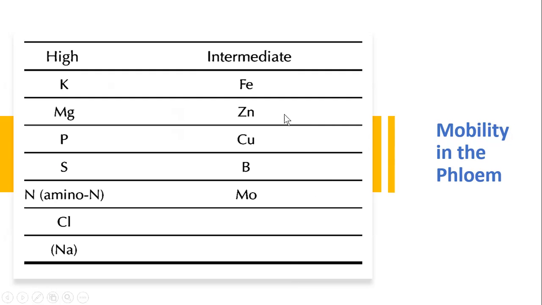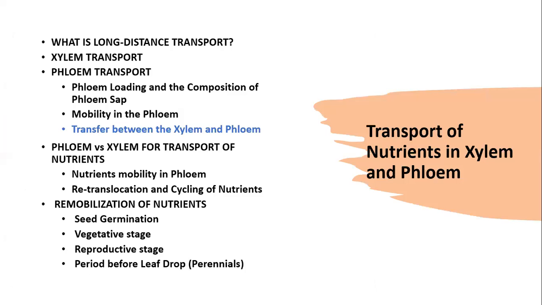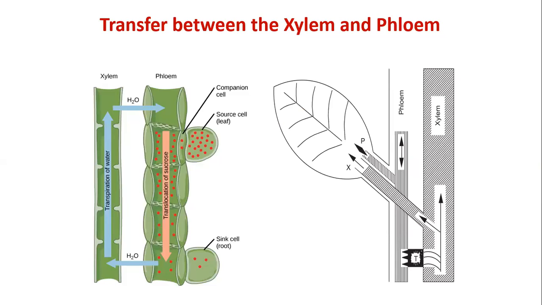Then iron, zinc, copper, boron, and molybdenum are intermediate, and calcium has very low mobility in the phloem. So transfer of different ions can also occur between phloem and xylem directly.